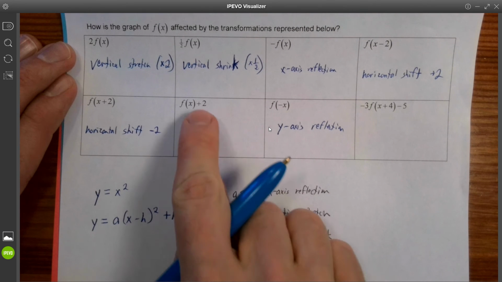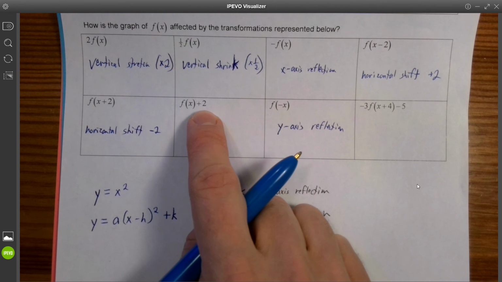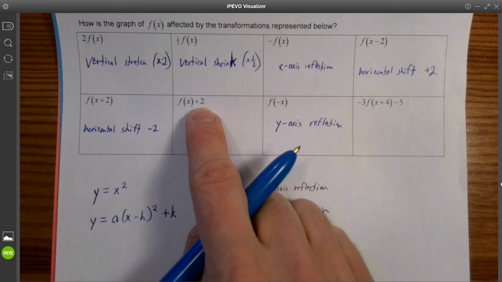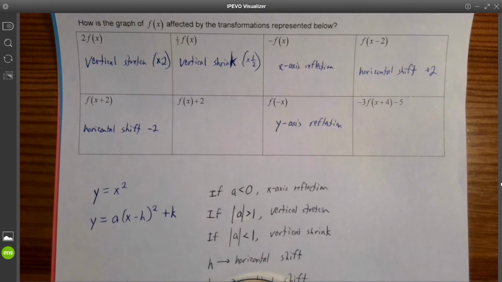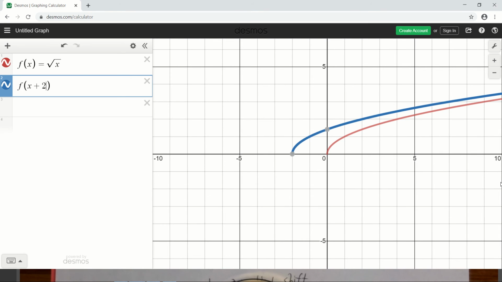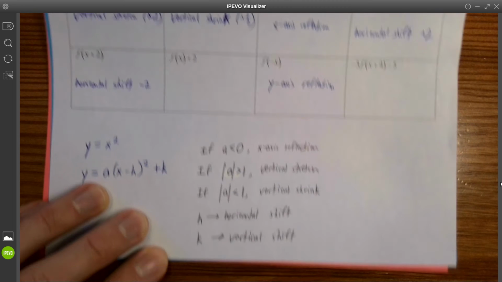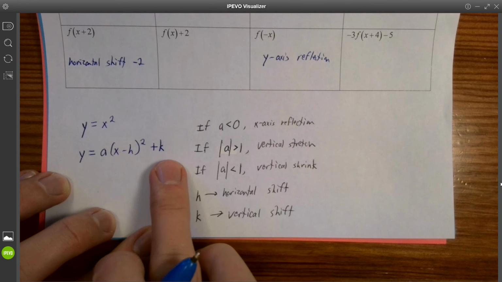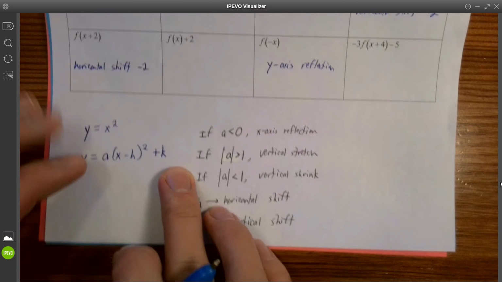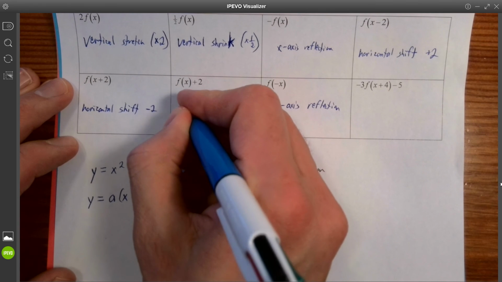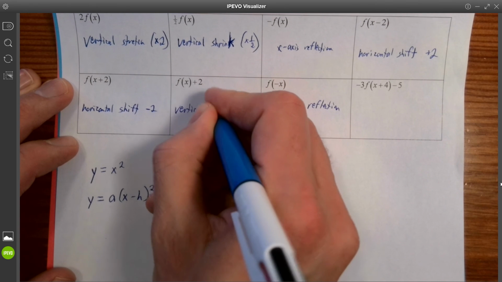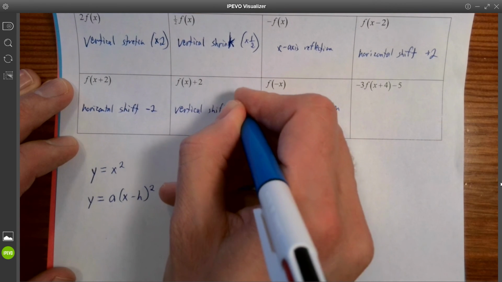And then this +2 is not inside the parentheses. There's nothing really happening with it being operated on. So it's just outside the parentheses. Let's take that out, and we're going to put +2. And it shifts it up 2. And I knew that because vertical shifts are outside of most of the activity of what's going on. So this is a vertical shift. And that's +2.